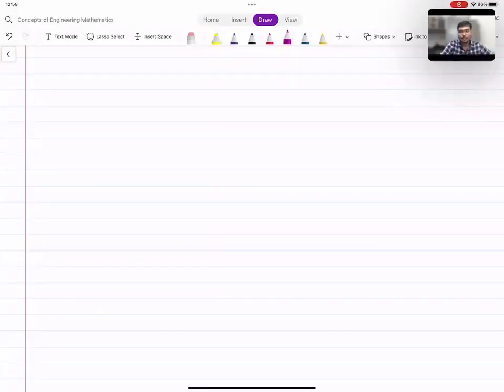Hello everyone, welcome back to the concepts of engineering mathematics course. So in the previous lecture, we saw how we can solve the simultaneous equations. And then we also saw a new method known as the row reduction method for solving the simultaneous equations.